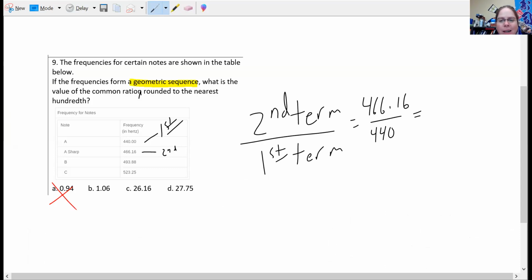Then I also kind of look at it. 466 isn't that much more than 440, so it's not going to go in 26 times. It's not going to go in 27 times. I didn't do any math, and I just kind of have it figured out. But pop up your calculator.